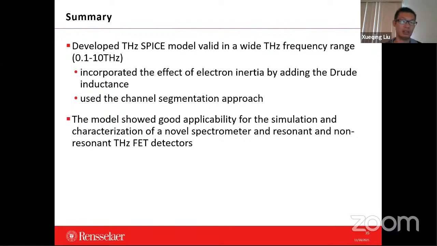So finally, here is a summary. We developed the terahertz SPICE model, valid in the wide terahertz frequency range from 0.1 to 10 terahertz. We incorporated the effect of electron inertia by adding the Joule inductance, and also used a channel segmentation approach. Our model showed good applicability for the simulation and characterization of a novel spectrometer, and was also used for the verification of resonant and non-resonant terahertz detection.